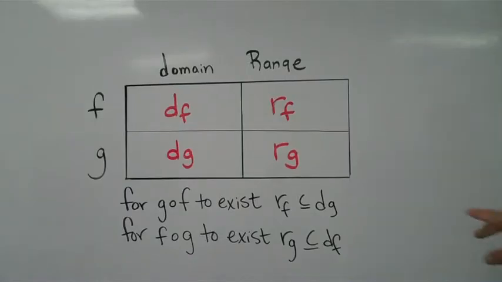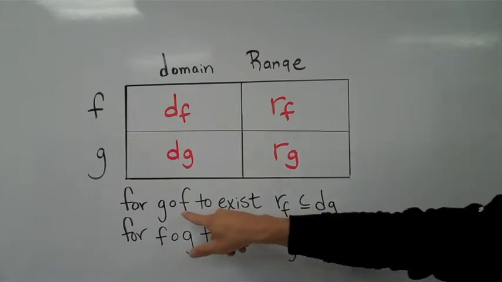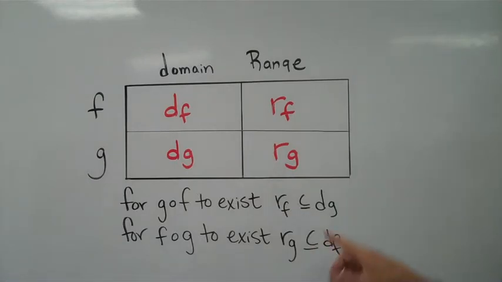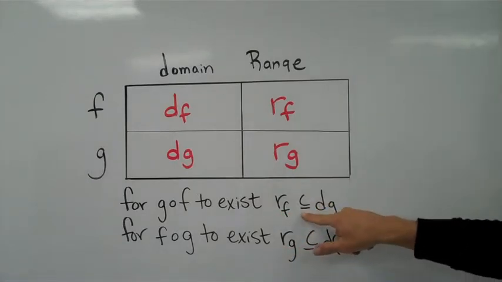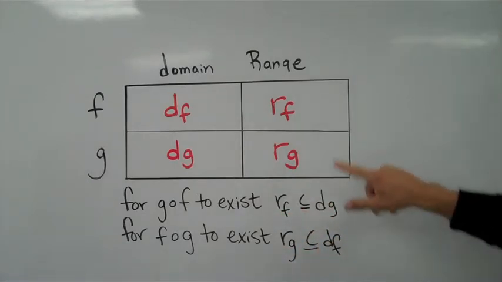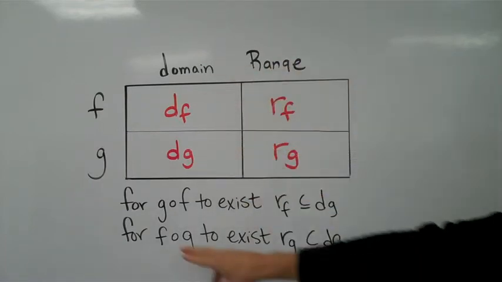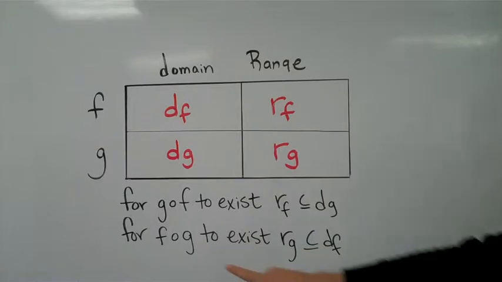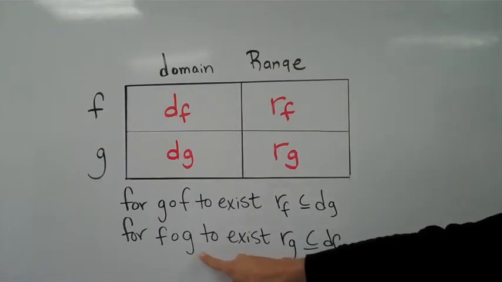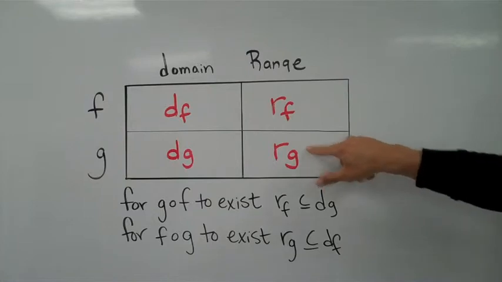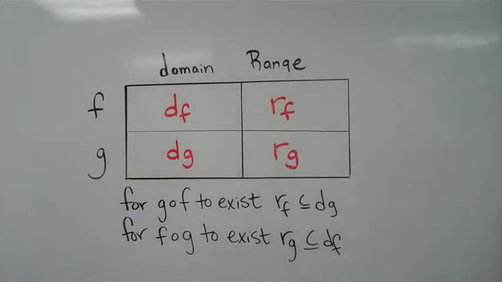For g of f to exist, that means we're going to do the function f first and use the output from f as the input of g. Then the range of f has to be a subset of the domain of g. For f of g to exist, then we're going to do g of x first and use the output from g as the input for f. For that to exist, then the range of g has got to be a subset of the domain of f. So range of g has to be a subset of domain of f.